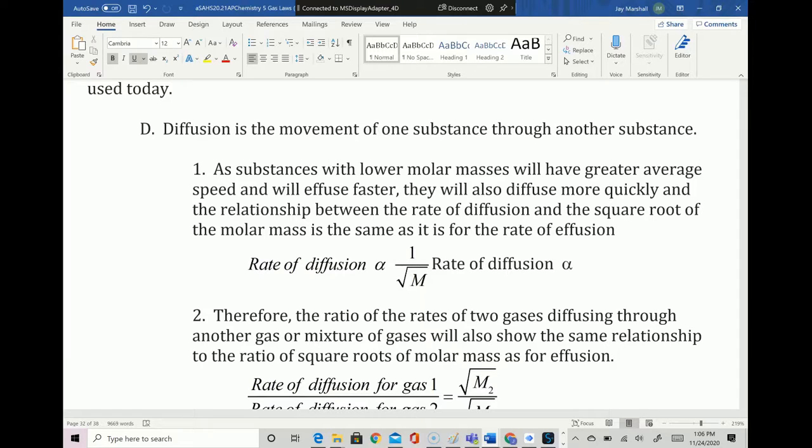Okay, so this is effusion. Diffusion is the movement of one substance through another substance, and it follows the same law. As substances with lower molar masses will have greater average speed and will effuse faster, they will also diffuse more quickly, and the relationship between the rate of diffusion and the square root of the molar mass is the same as it was for the rate of effusion.